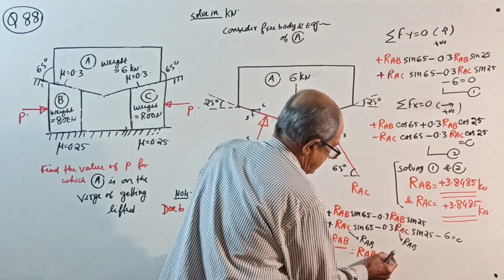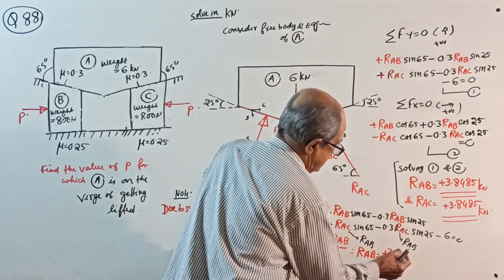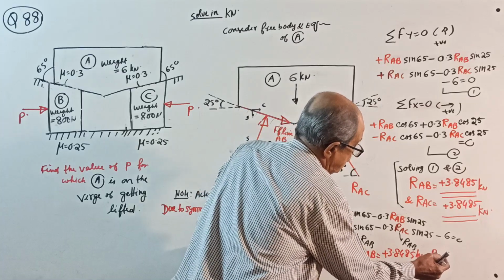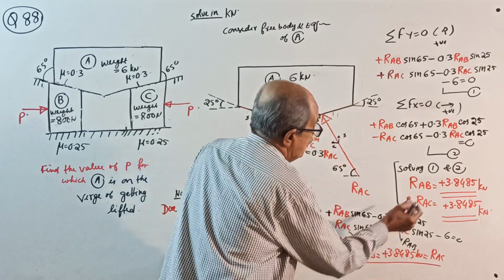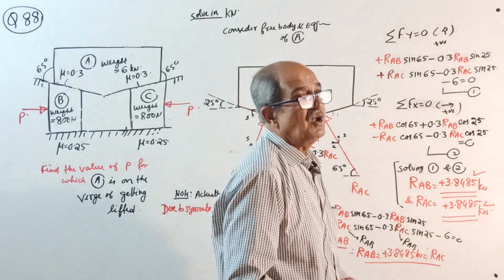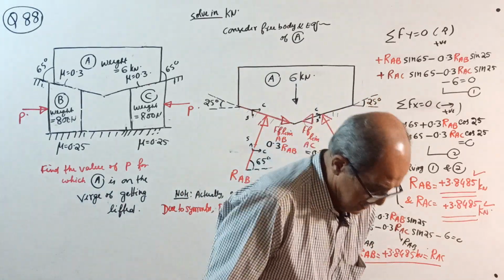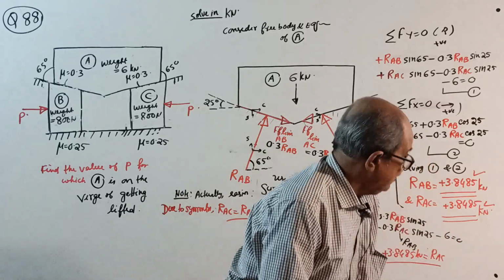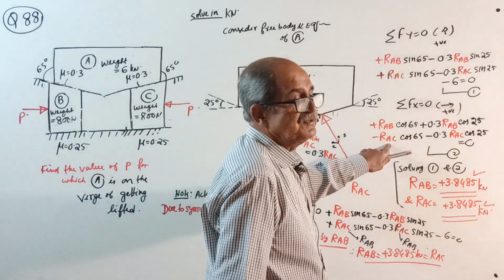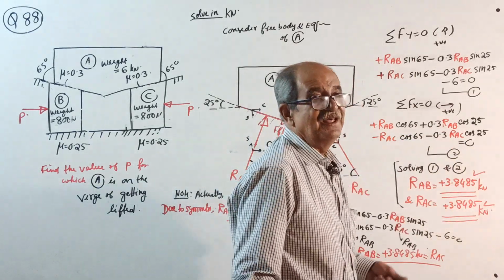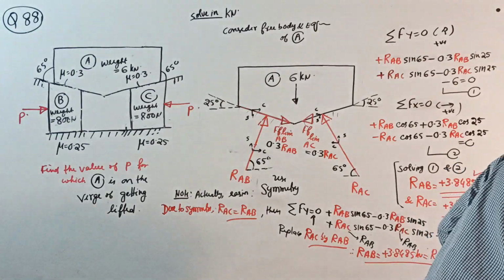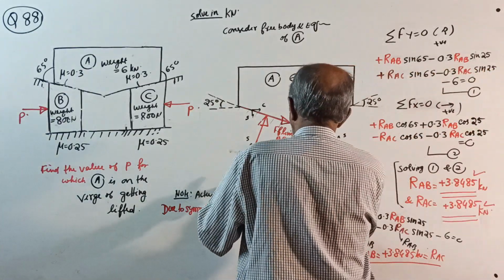Plus 3.8485 kilonewton equal to your RAC. See what answer you got here? The same answer you will get here also. Sigma Fx is not required. In case you make sigma Fx 0, RAB cos 65 minus, this will cancel, 0 equal to 0 will come because you are using symmetry. So, advantage for you, your choice. Now you got RAB.